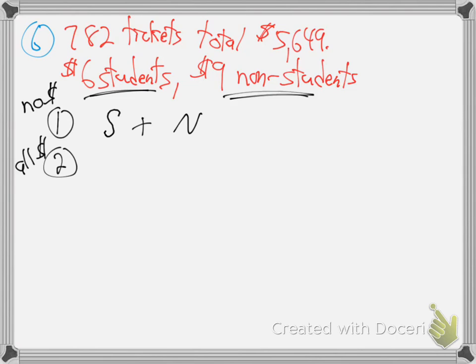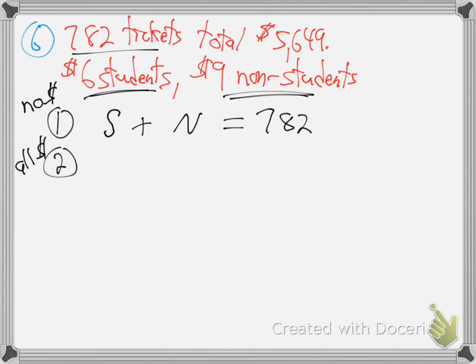So the number of student tickets plus the number of non-student tickets equals how many tickets? 782, huh? See, that equation doesn't have money in it. That has nothing to do with money. That's just total objects. And then the second equation, you bring in the money.